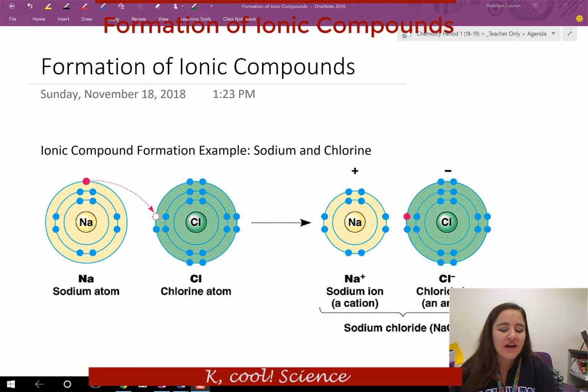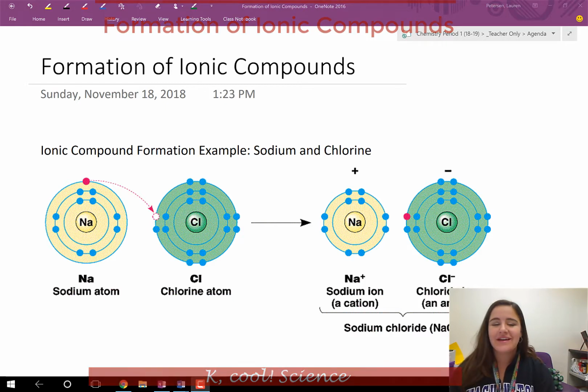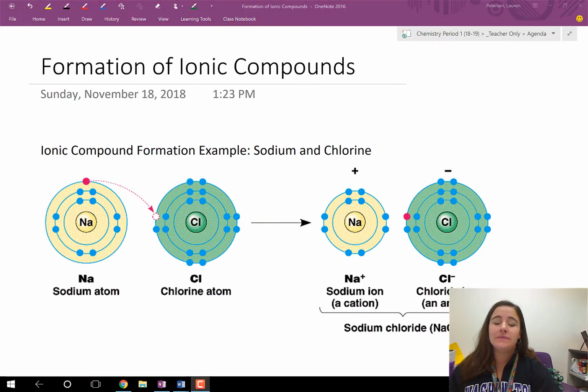Ms. Peterson here. Today we're going to be talking about how ionic compounds form and be able to, based on given two elements, figure out how they're going to bond, what the ratio is going to be, and what we would call it. So let's look at the most basic of ionic compounds, table salt, aka sodium chloride.